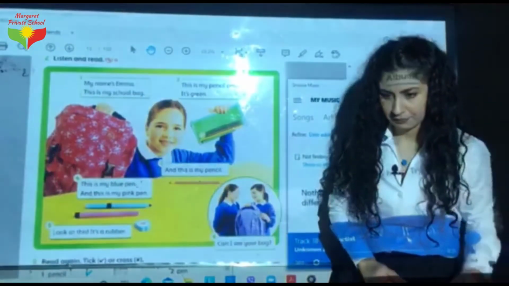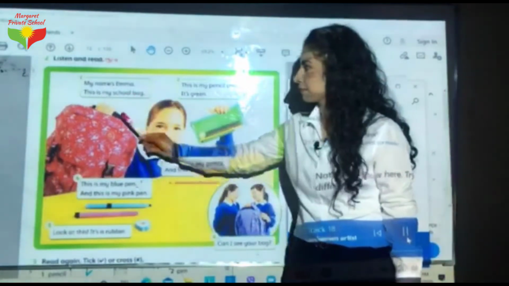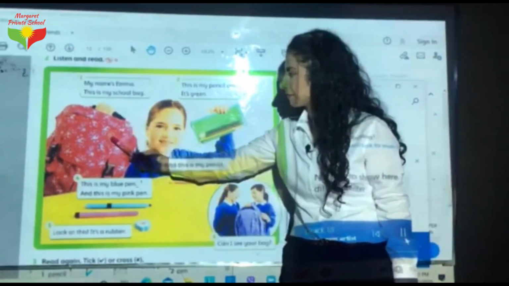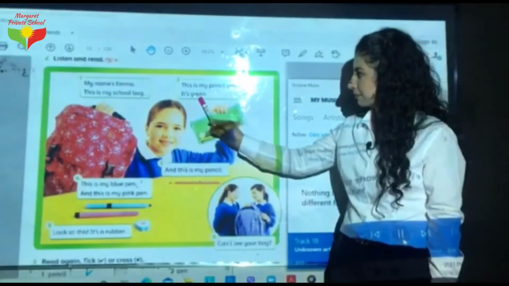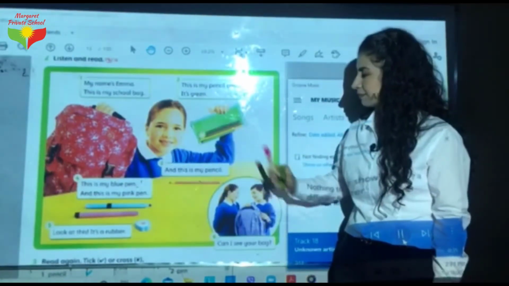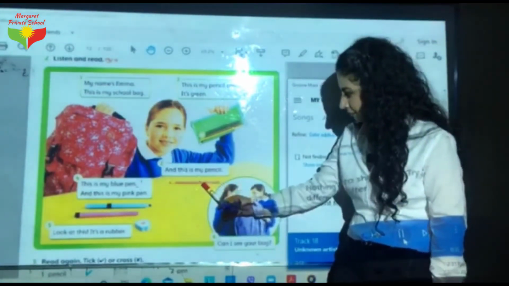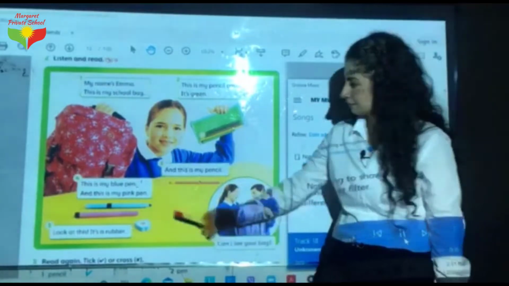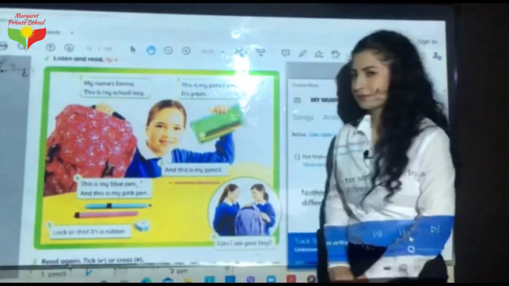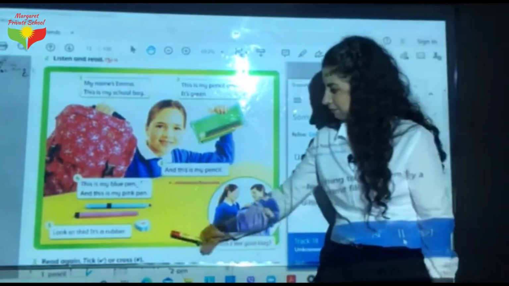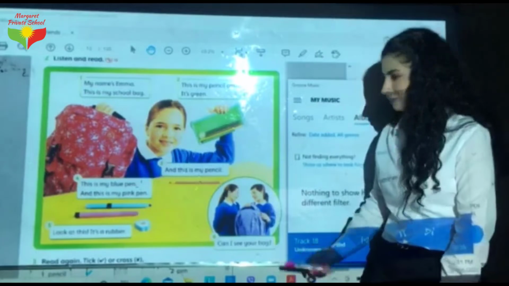Listen and read. My name's Emma. This is my school bag. This is my pencil case. It's green. And this is my pencil. This is my blue pen. And this is my pink pen. Look at this. It's a rubber. Can I see your bag?